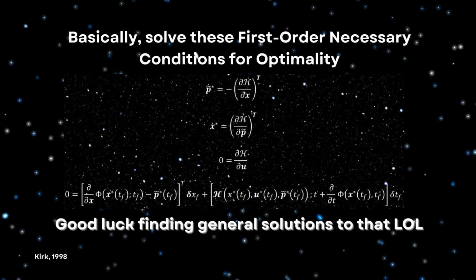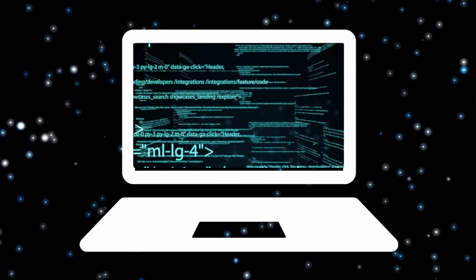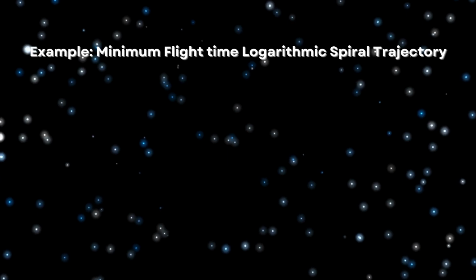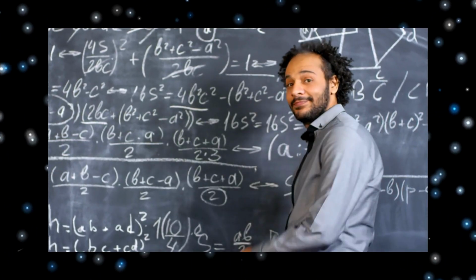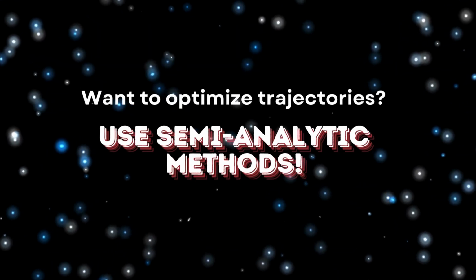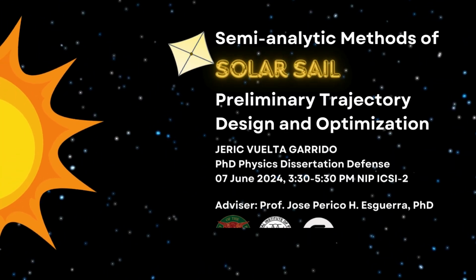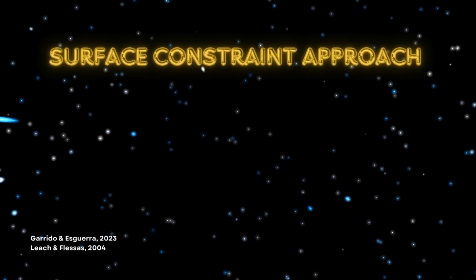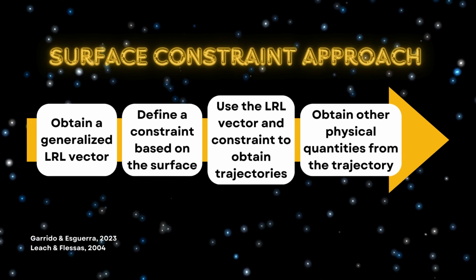In general, flight time trajectory optimization is so difficult that we resort to using numerical approaches in obtaining the optimal trajectories. However, for very special cases, we can obtain closed-form solutions with the help of a pen and paper. We can find the best trajectories using semi-analytic means. These semi-analytic methods are the ones we employed in this work. One semi-analytic method that we proposed is the surface constraint approach, which is a set of steps that we follow to design a family of trajectories.